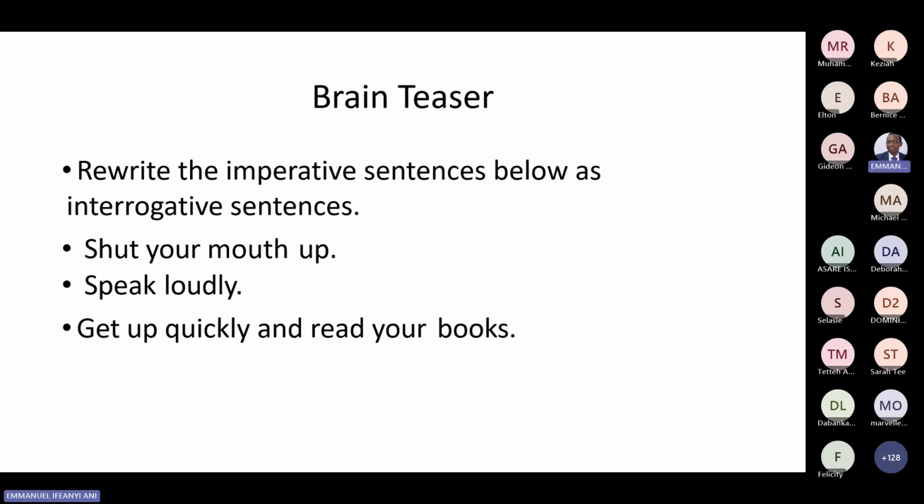The next exercise. Rewrite the imperative sentences below as interrogative sentences. Convert from imperative to interrogative. All right, shut your mouth up. Change it to an interrogative. Who wants to answer that?